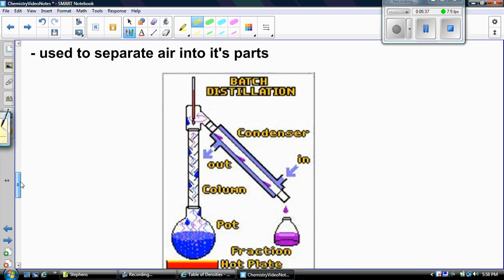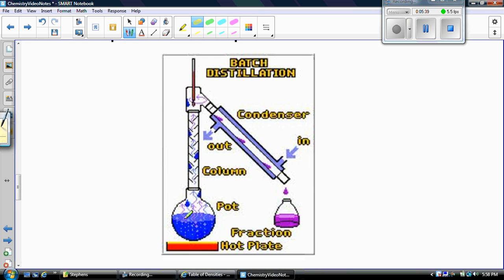Okay, so this is an example of a liquid. You're going to boil it. Some of the liquid that is going to boil at that certain boiling point will come out. We can collect that gas, put it in a tube, condense it, meaning change that gas back into a liquid, and then we've separated that liquid from this mixture.